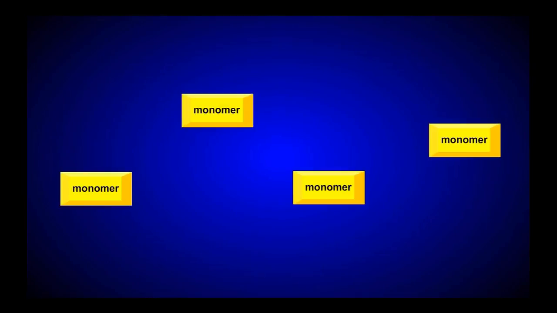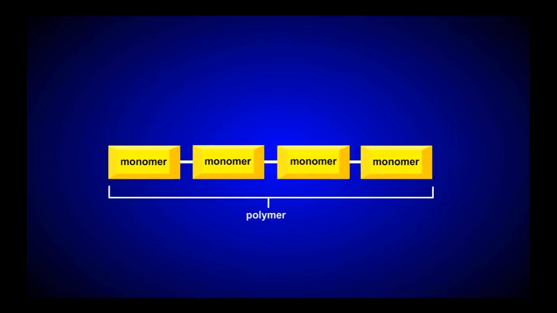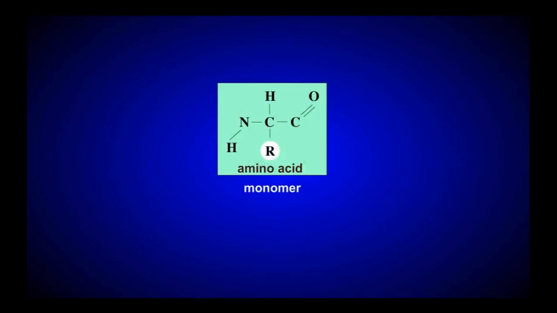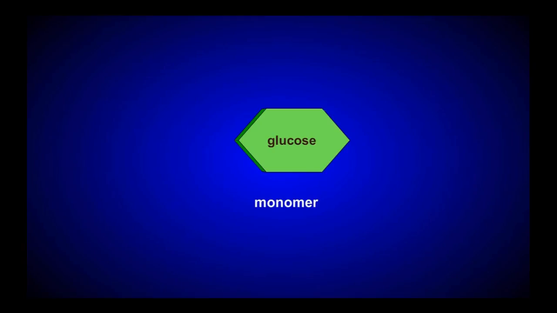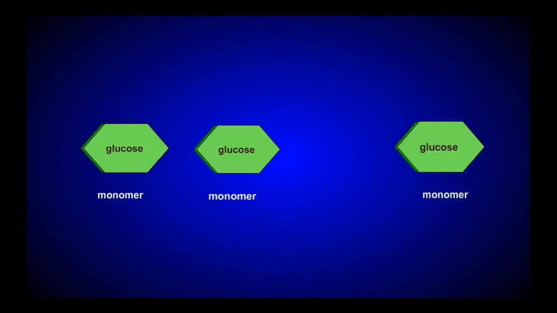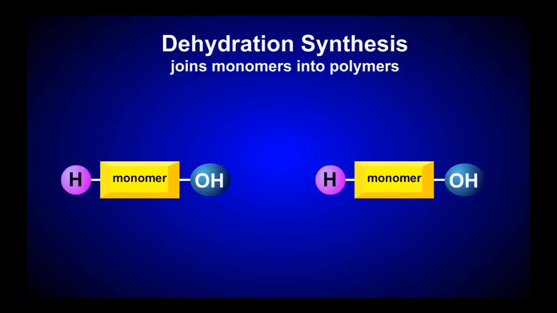Many important biological molecules are made of repeating subunits, called monomers. When many monomers join, the result is a polymer. For example, amino acid monomers join to form a protein polymer, and glucose monomers combine to form a complex carbohydrate polymer. Biological polymers form by dehydration synthesis reactions.